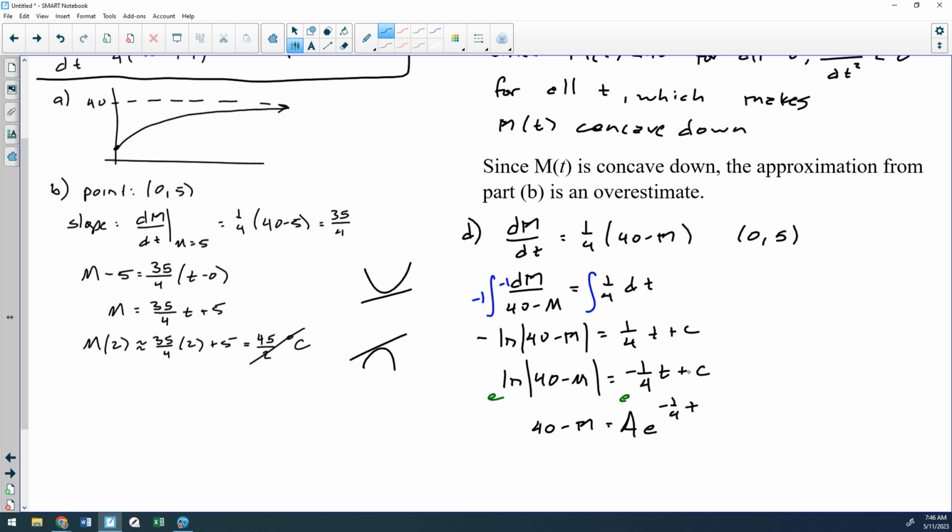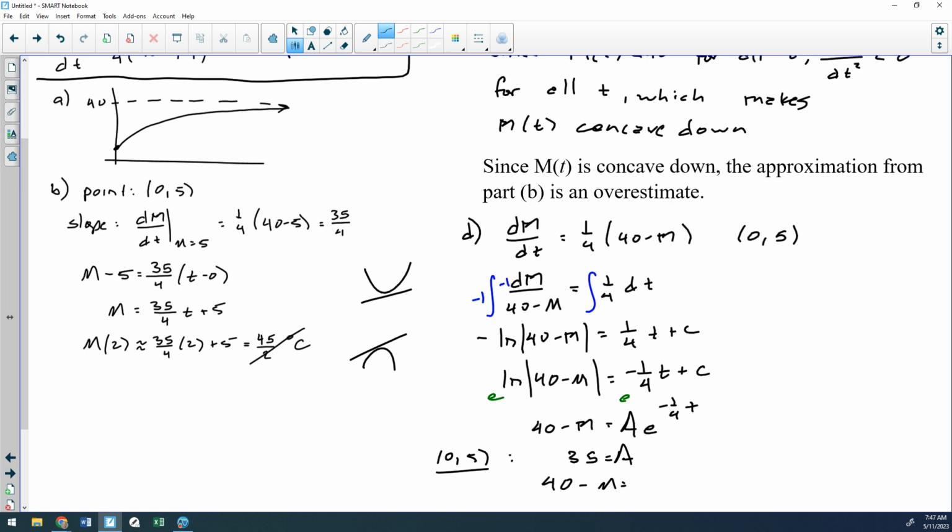I like to bring that constant c down. You can leave the c up there in the exponent if you want. I really just wanted to get rid of that natural log. I think I now am going to solve for A by plugging in the ordered pair (0, 5). When I plug in (0, 5), I have 40 minus 5, which is 35, equals A. e to the 0 would be 1. So A is 35.